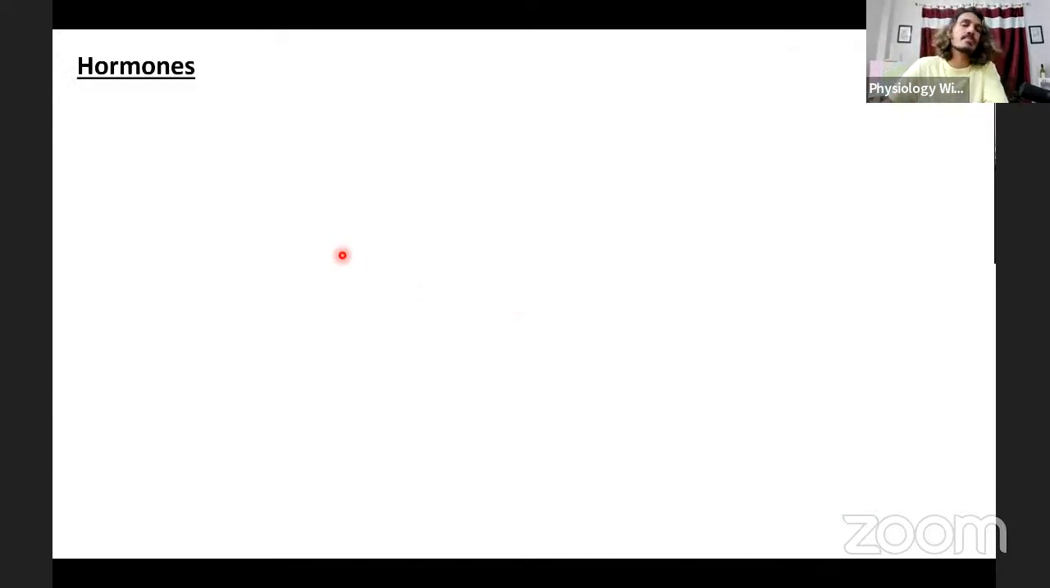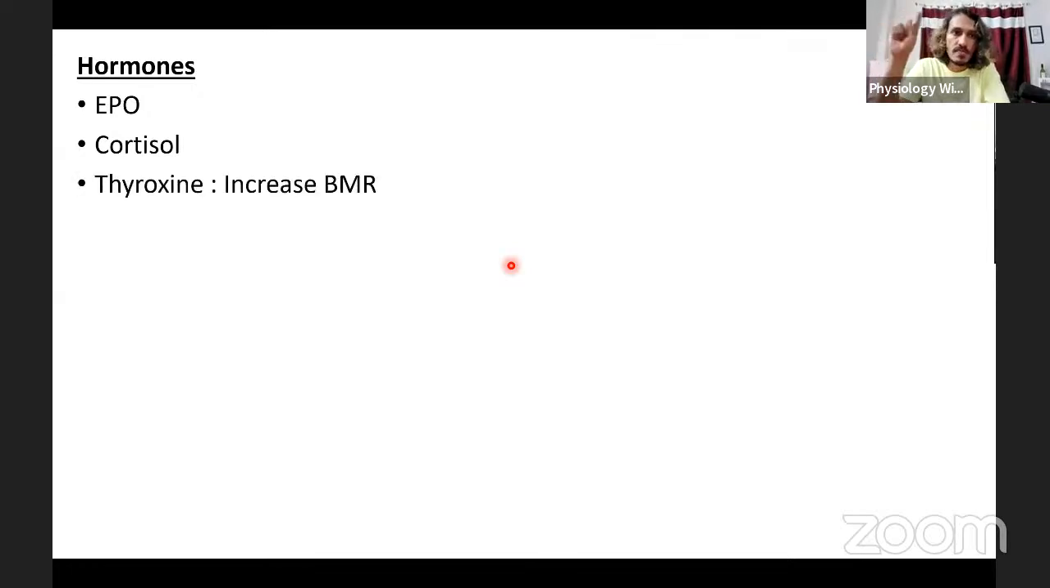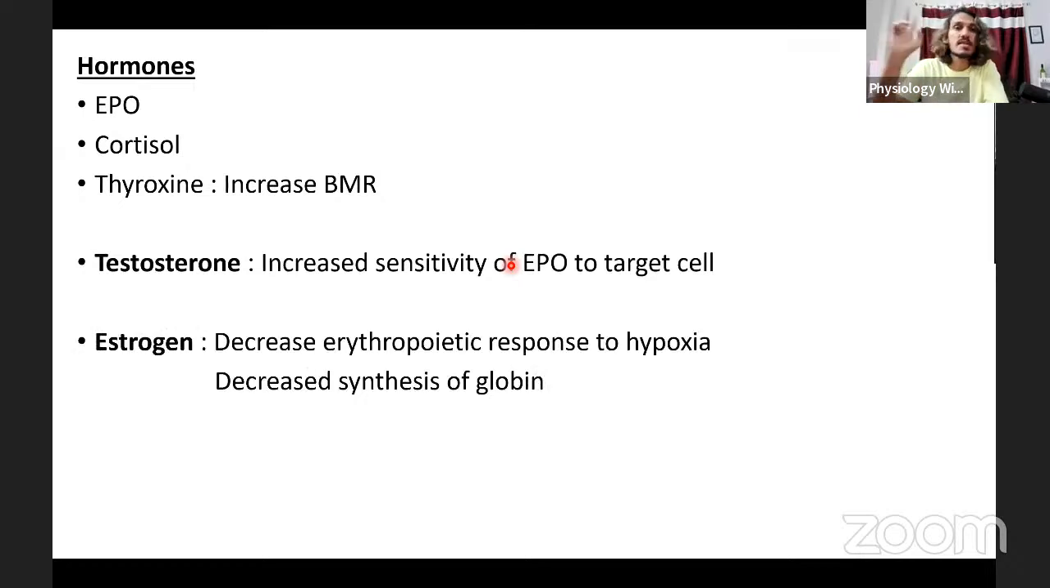Apart from that, the hormones which are there: erythropoietin, we already talked about how it helps and all that. You can talk about that. Then cortisol, thyroxine also increases erythropoiesis through increasing BMR. The requirement for oxygen is increased. These are two things that you have to know.